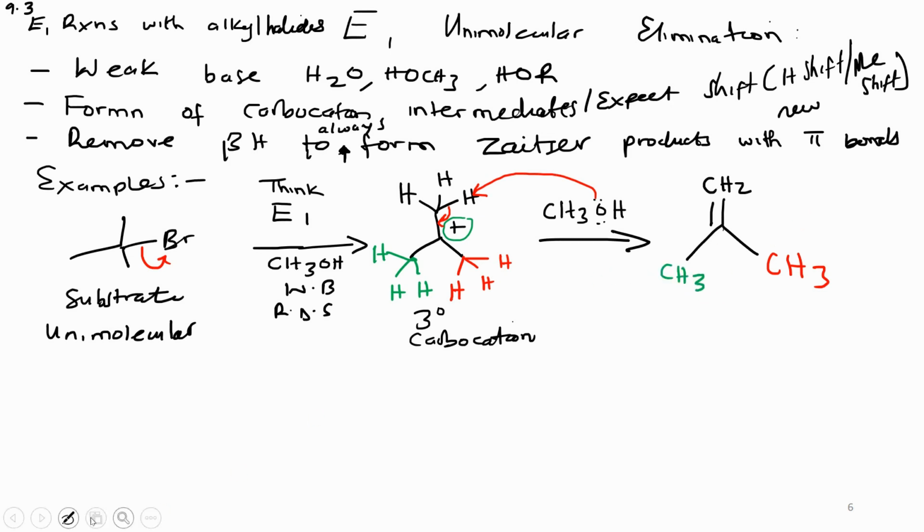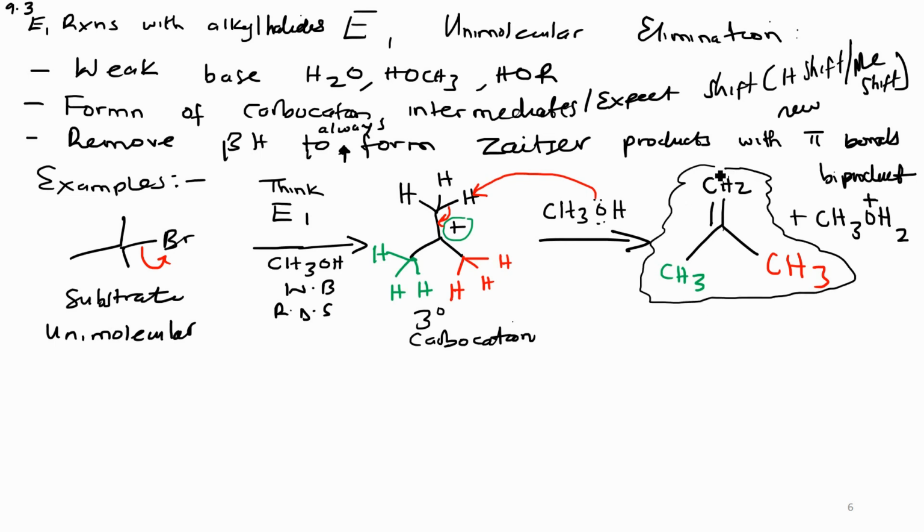Okay, what happens to the base? The weak base methanol gained an extra hydrogen, so it's going to be CH3OH2 plus. This is a byproduct. Usually we don't ask about it in the test. All that you need to show in the test is this guy. Keep in mind, you could have taken out one of the reds, or one of the greens. You will always get the same product, we call it the isoprene unit. So that's the simplest E1 possible.